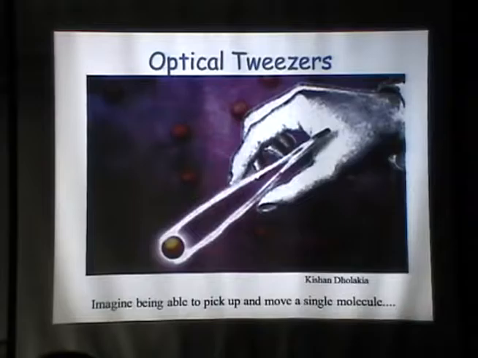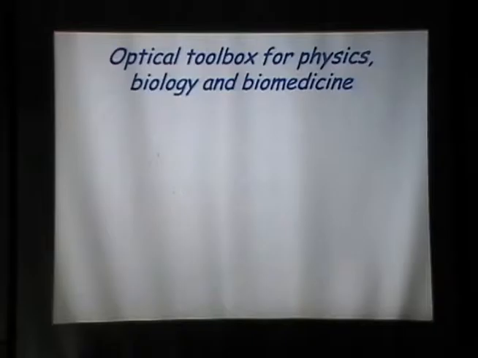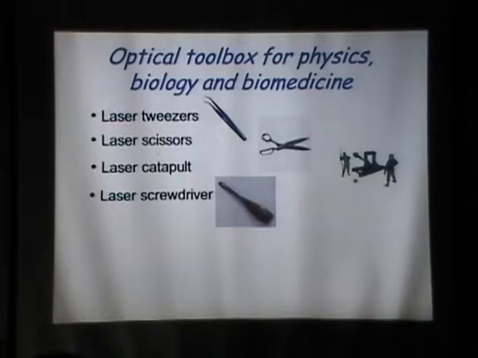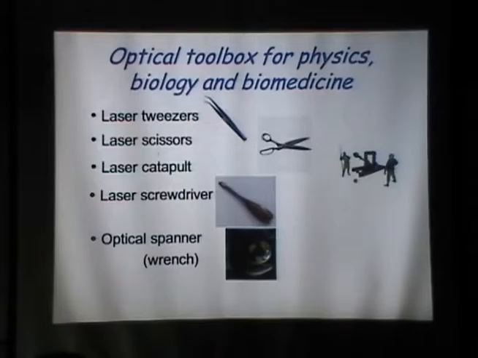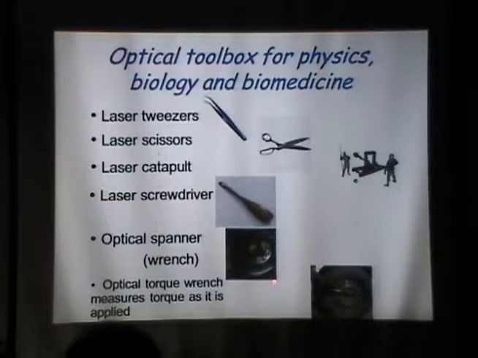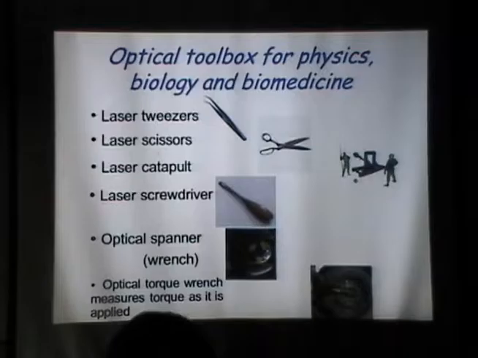So what do I want to do? I want to take laser light, focus it very strongly, and be able to use it for tweezing, for scissing, if you wish, catapulting, screwdriving, and using it as an optical spanner, or wrench. And more than that, when I turn things using light, as in using it as an optical spanner, I also want to measure how much I turn it. So I want to calculate in an all-optical way how much torque is being applied. This is a mechanical device here. When people are playing with their tires, you can actually measure how much torque you apply. So we want to do it in an optical way.